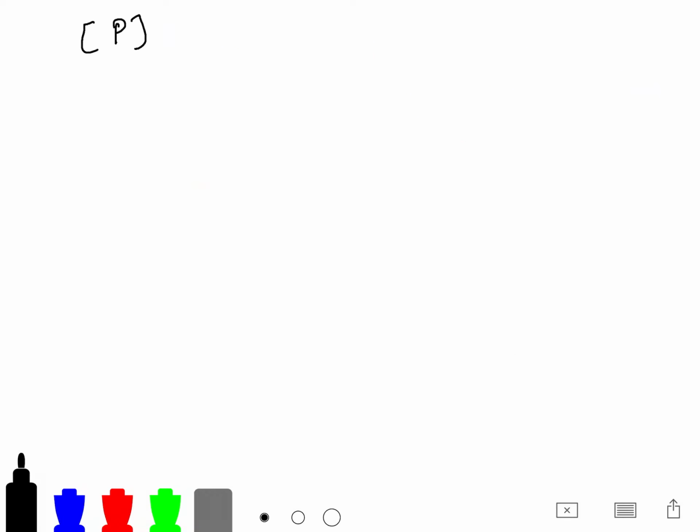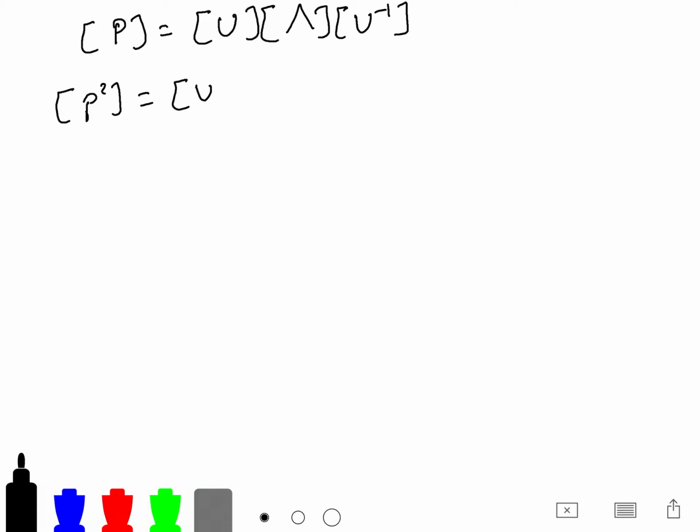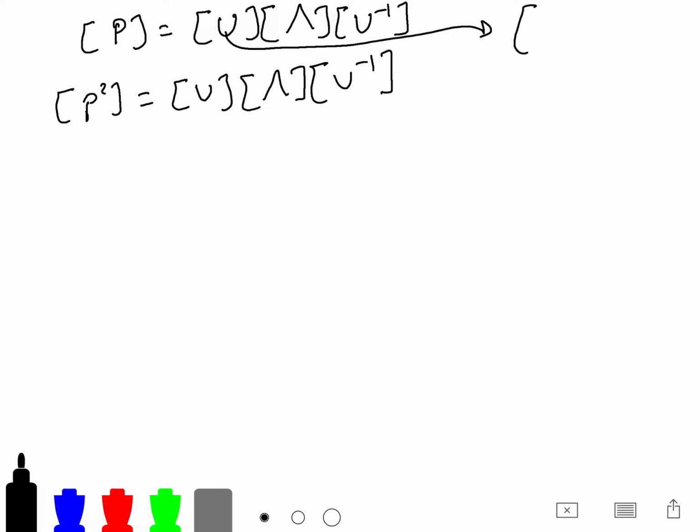From elementary linear algebra, you can decompose it like this, and then you square your matrix. It becomes U lambda matrix, U minus 1 matrix. Remember, U means eigenvectors. This U is just all of the eigenvectors, and by lambda I mean this diagonal: lambda 1, lambda 2, all of your eigenvalues.